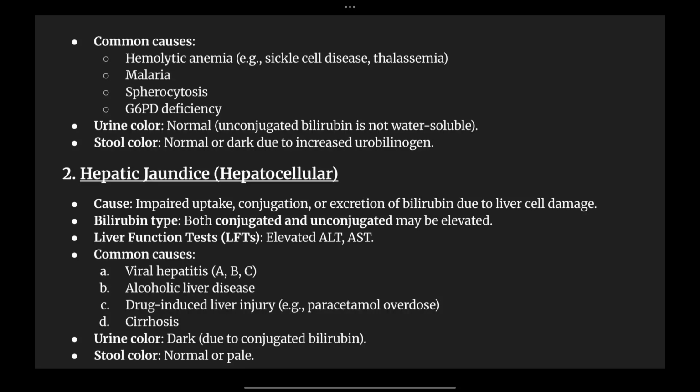And bilirubin types are both conjugated and unconjugated under hepatic jaundice. So both conjugated and unconjugated bilirubins can be increased at elevated levels. Now what are the liver function tests showing? They are going to show you elevated ALT or AST.